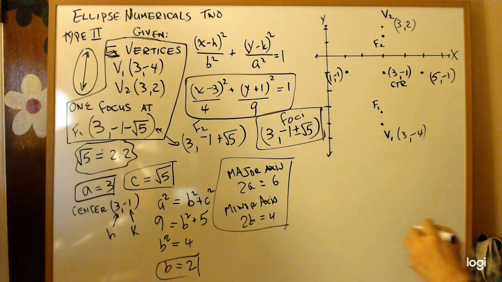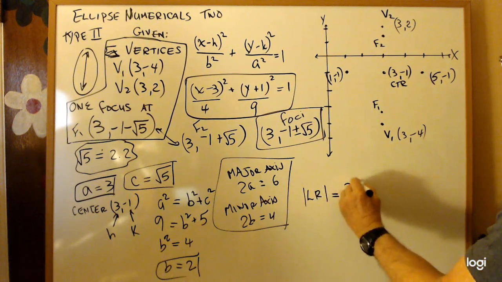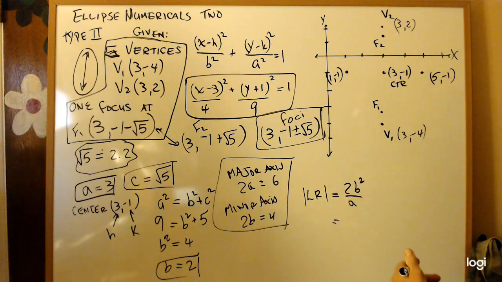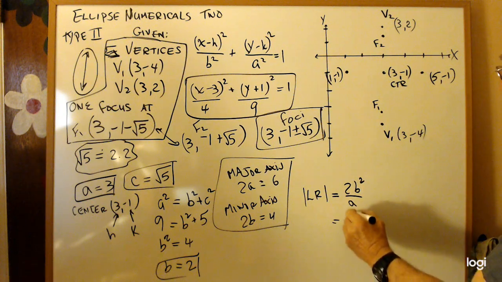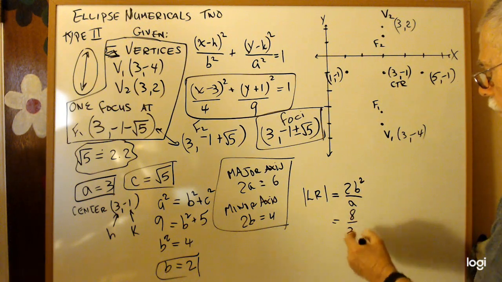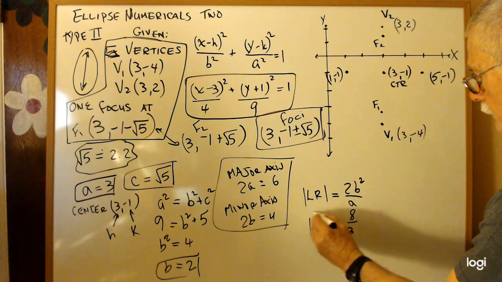Okay, so let's see, what else do we know? Latus rectum. Latus rectum is 2b squared over a. Let's plug the numbers in. So b is a 2, so b squared is a 4. 2 times 4 is 8. A is a 3, so that's 2 2/3 is the length of the latus rectum.